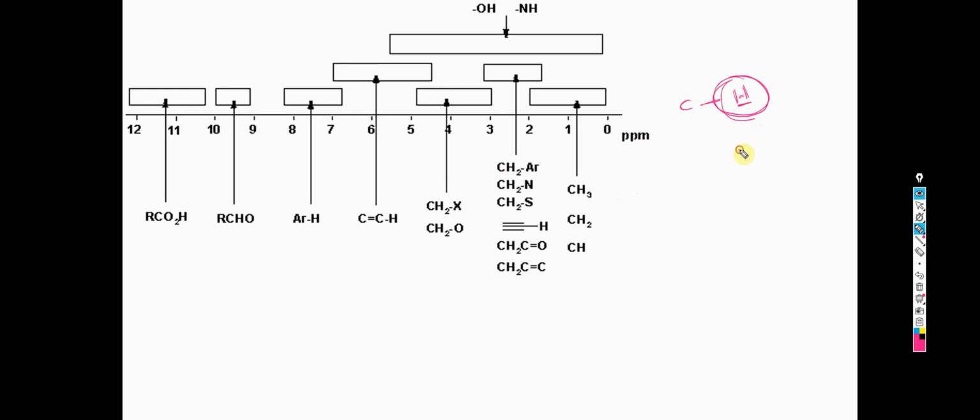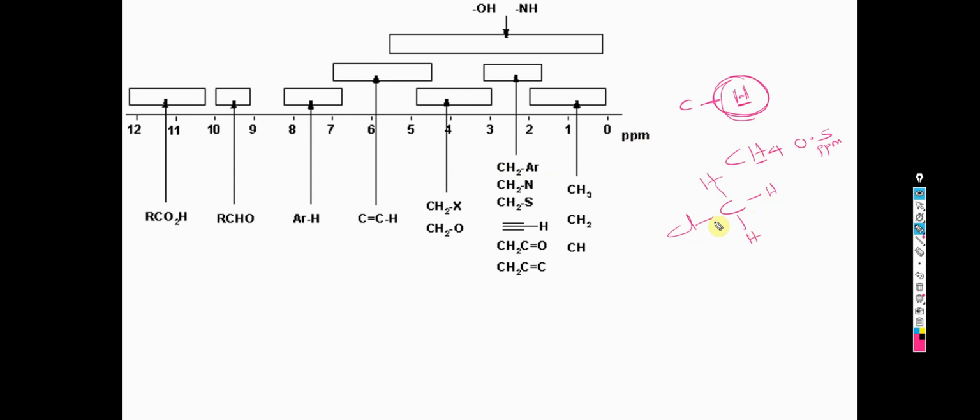If you take, for example, methane, the hydrogen in methane appears at somewhere around 0.5 ppm. ppm is, I wouldn't say a unit, but it is the notation used to represent numbers on the NMR x-axis scale. So this hydrogen has a certain electron density around it, and therefore it is going to appear at 0.5 ppm.